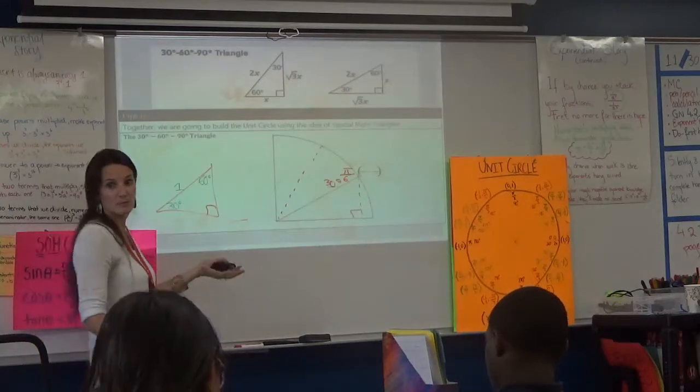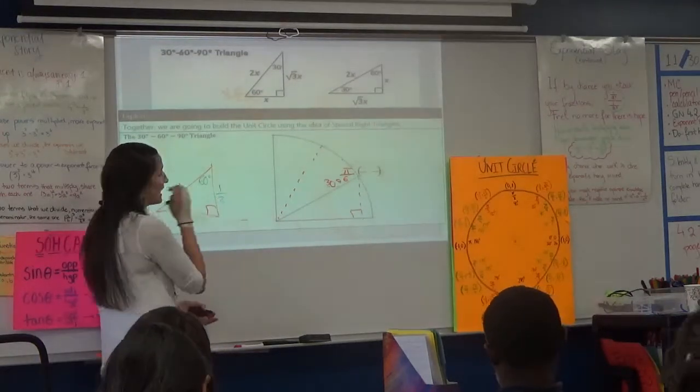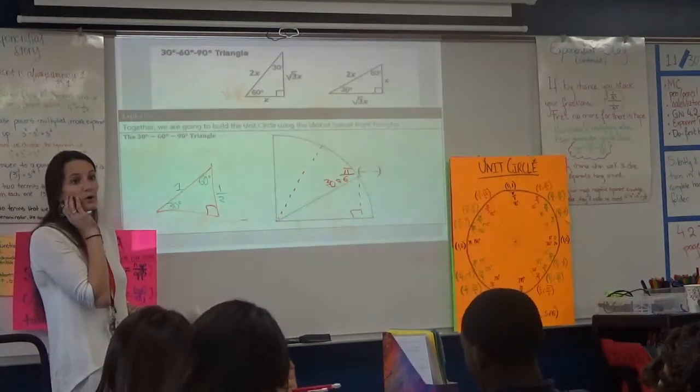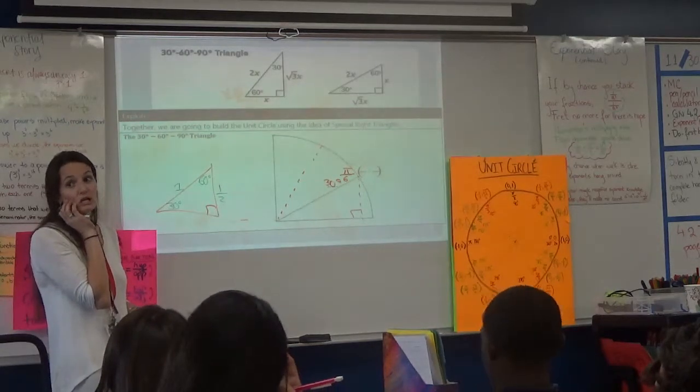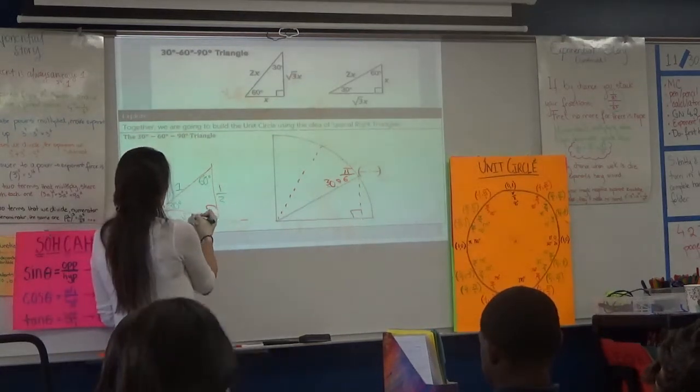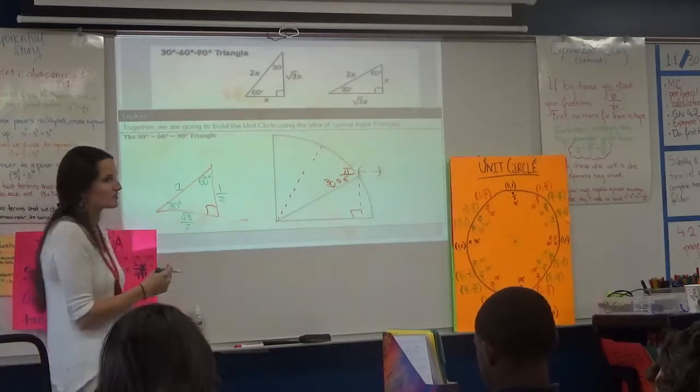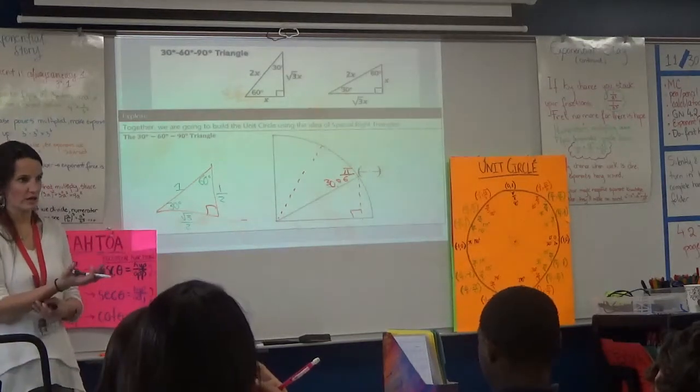0.5 or 1/2. Same as earlier. This is going to be 1/2. And then when we multiply it times root 3, same as before, we're going to get root 3 over 2, except that's going to be the bottom now instead of the side.